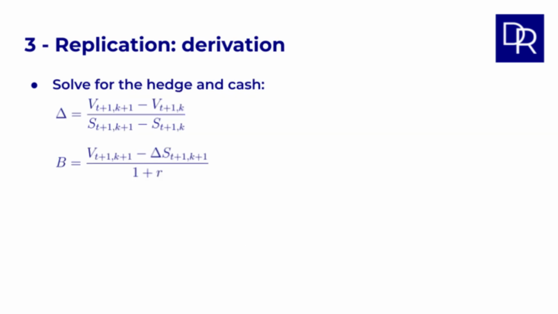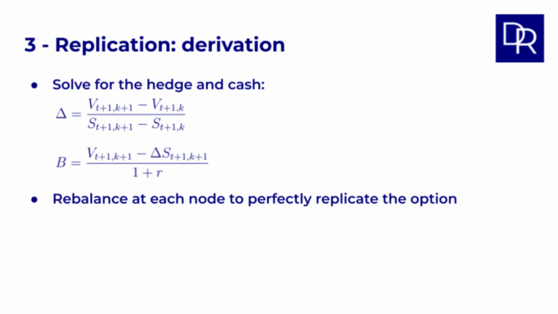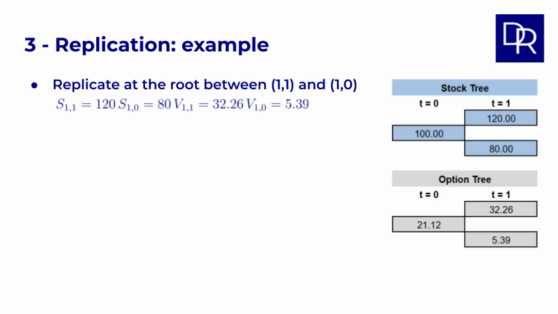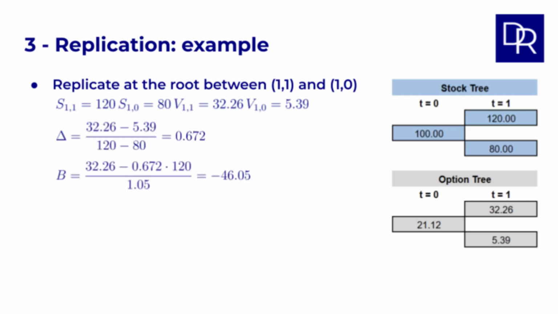From these formulas we can solve for the hedge delta and cash amount B. Rebalance at each node to perfectly replicate the option. Full derivation of these formulas was done in the 1 period video. Let's look at this for time 0 at the root of the tree. We can replicate there between nodes 1, 1 and 1, 0. Using the time 1 stock and option prices in the up and down scenarios, we can calculate delta as 0.672 and the amount to borrow B as 46.05.